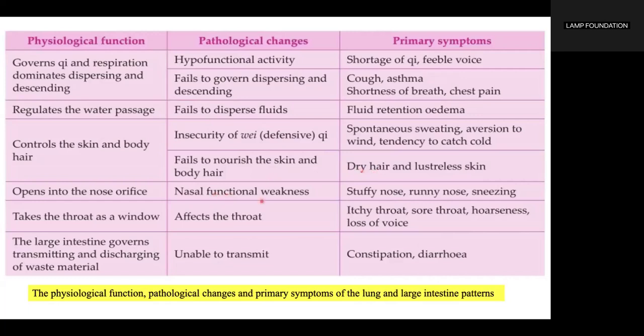Nasal functional weakness will lead to stuffy nose and runny nose and sneezing. If the throat is affected, there will be itchy throat, sore throat, hoarseness, loss of voice. And finally, if the large intestine is unable to transmit and discharge waste material, there will be constipation or diarrhea.